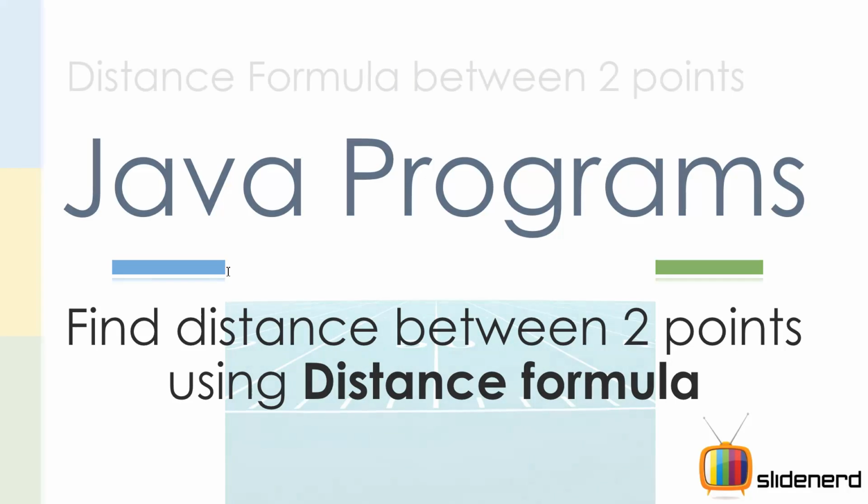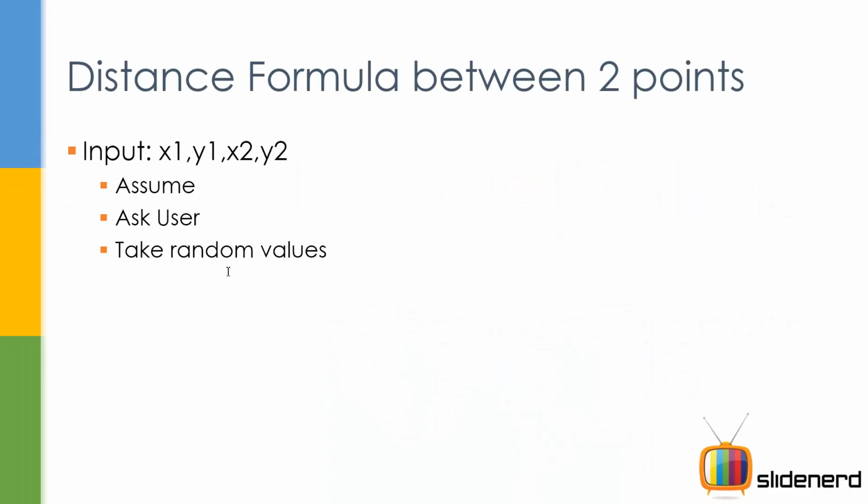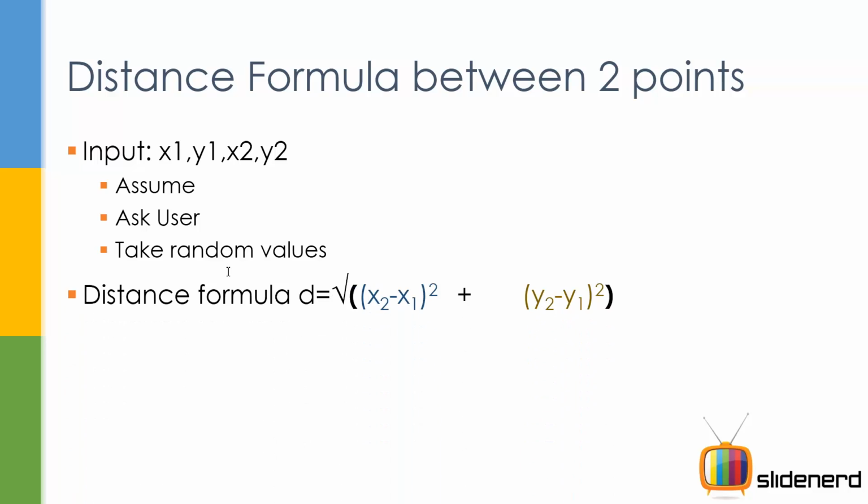So first I'm gonna tell you how this works. What you need is the input x1 y1 x2 y2 to calculate the distance between the two points. Then you have the formula itself, which is the root of x2 minus x1 square, and that expression which you see over there. Third, you just need to display the distance.